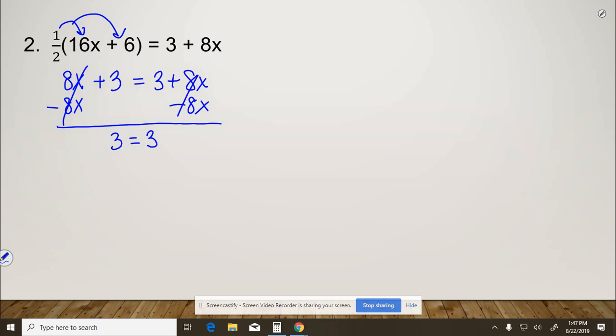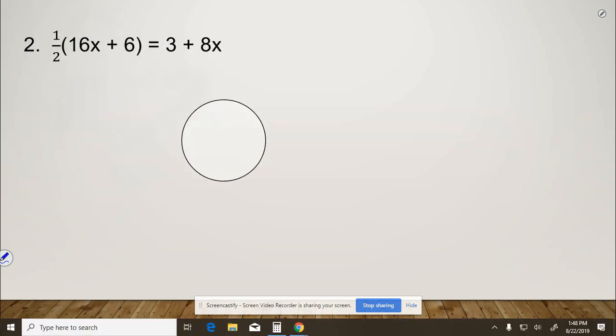Since those two are exactly the same, that is my hint that this has infinite solutions, and all numbers would be solutions to this equation, would satisfy the equation if put in for x. All right, let's take a look at the next one.